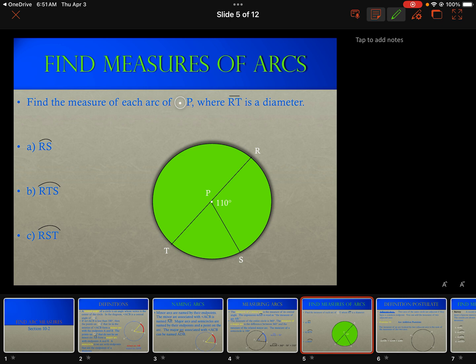Let's try an example. Let's find measures of arcs. Find the measure of each arc of circle P, where segment RT is a diameter. Most of the time, I like to work directly on the diagram without even looking at the questions. If you know one central angle and it's part of a diameter, then you know the other central angle. So 180, that's the measure of the big central angle TPR. It's actually the diameter as well. Take away your 110.